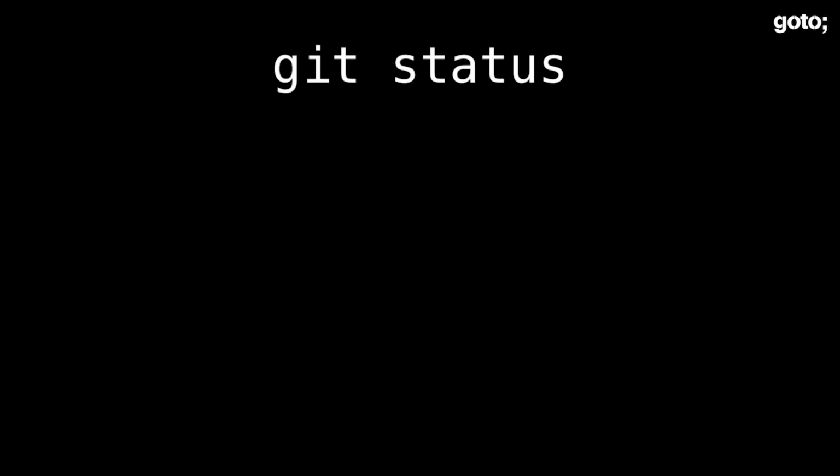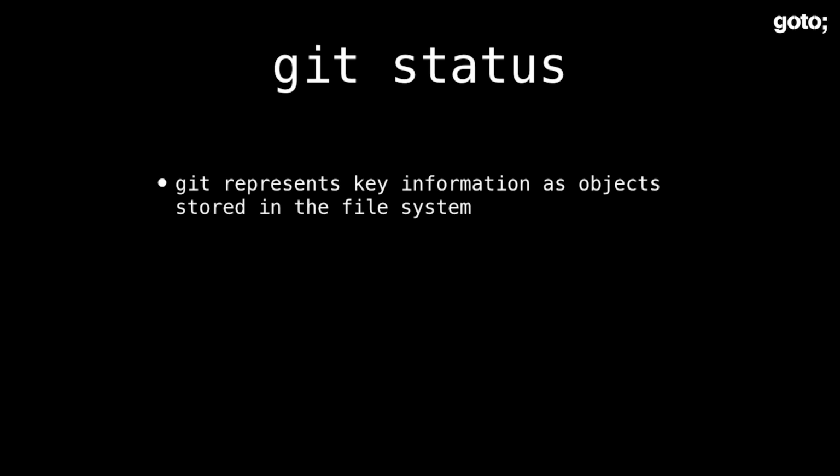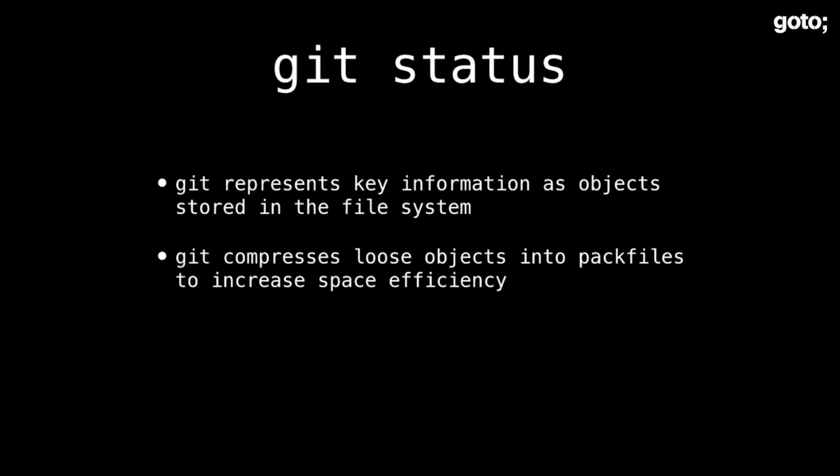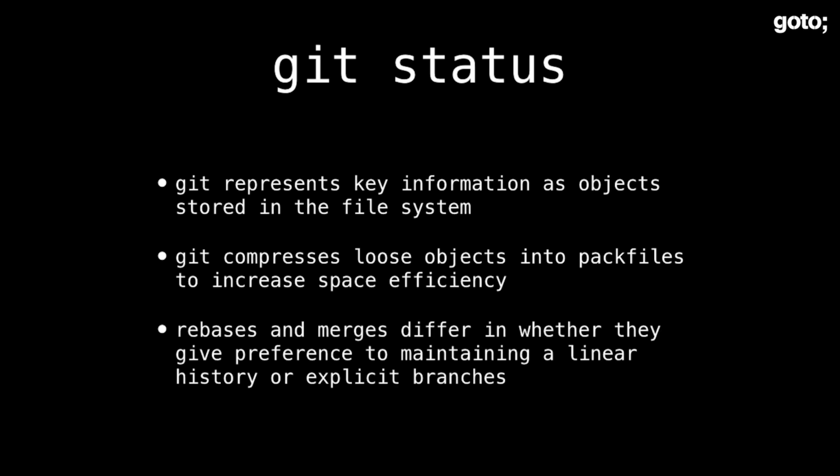To rehash what we covered, we talked about how Git represents key information as objects stored in the file system, how Git compresses loose objects into pack files to increase space efficiency, especially for large repositories, and what happens under the hood when we rebase and merge and the trade-offs of each approach.